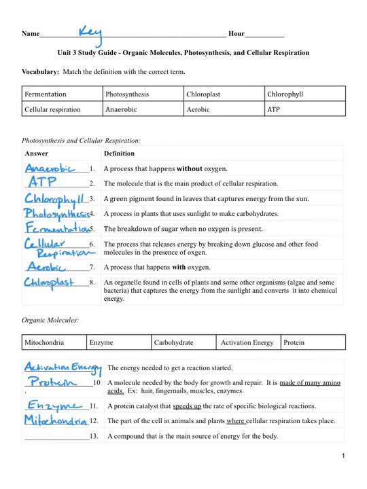And number 13 says a compound that is the main source of energy for the body. Example, sugars. Those are carbohydrates, right? So carbohydrates are the main source of energy for the body, and glucose specifically is the carbohydrate that we call blood sugar, because that's what goes through your bloodstream and travels to your cells to provide energy.